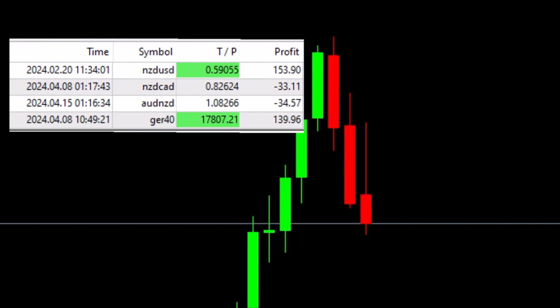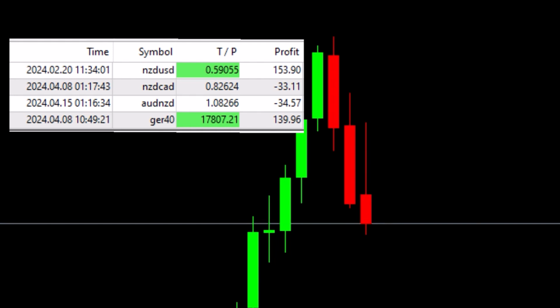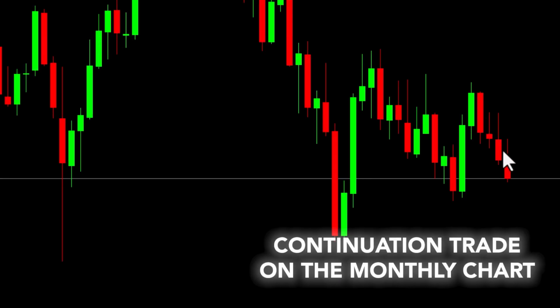And again, it's just recently closed at 17,807, which is just above where we are right now. So you can see as a reversal trade, I'm not needing this to come all the way back down here. We just have a specific profit target in mind that we're looking for there, and this, because of the nature of the way we enter and exit, gives us those high reward to risk trades, as you can see here. So reversal trade there on the weekly chart, continuation trade here on the monthly chart, both profitable, both high reward to risks.